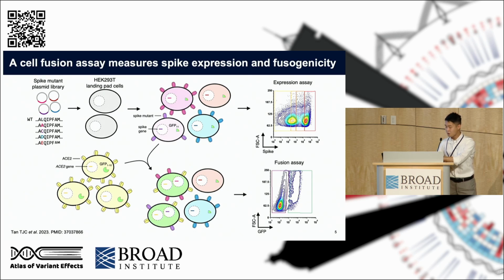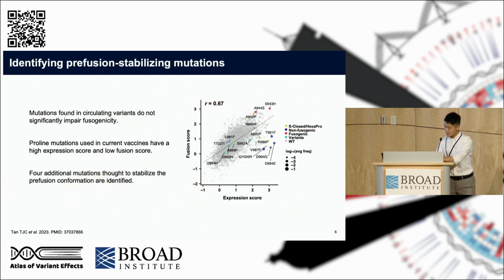After co-culturing the cells, we collected two populations of cells based on green fluorescent signal and performed deep sequencing. We plotted the expression and fusogenicity of each mutant. A higher expression score means that the spike mutant is more abundantly expressed on the cell surface, and a higher fusion score means that the spike mutant is more fusogenic. For vaccine design purposes, we want a high expression score and a low fusion score.